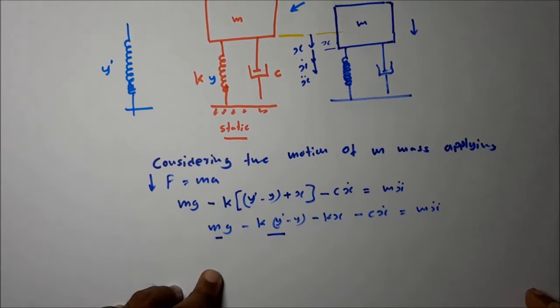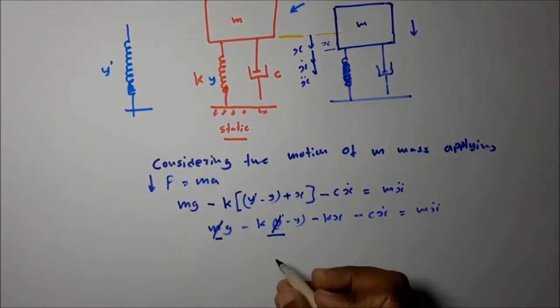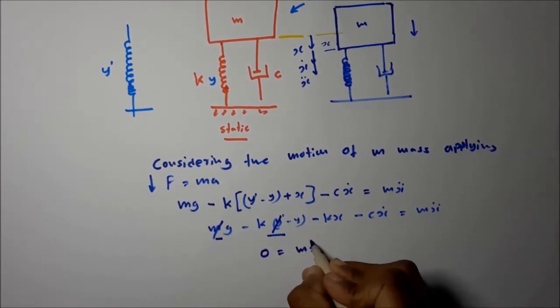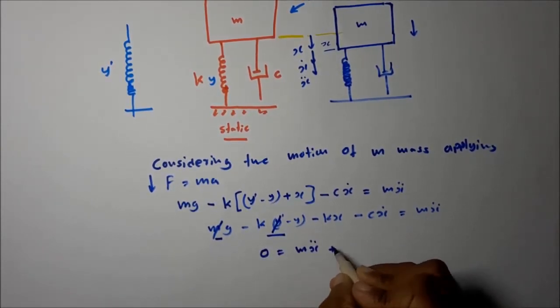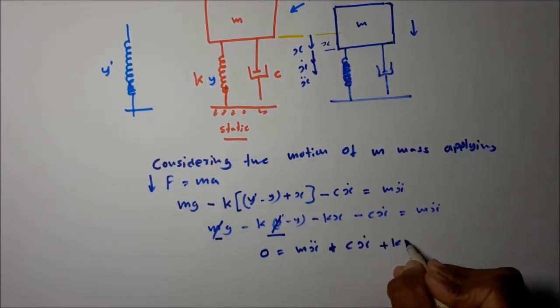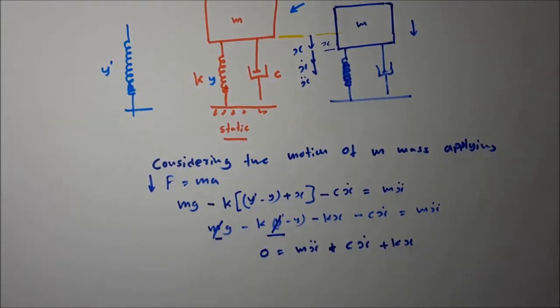These two values are equal, no? Then we can cancel these values. So then we have the equation 0 equals m x double dot plus c x dot plus k x equals 0. Then we can simplify this equation further. So I am going to divide the entire equation by m.